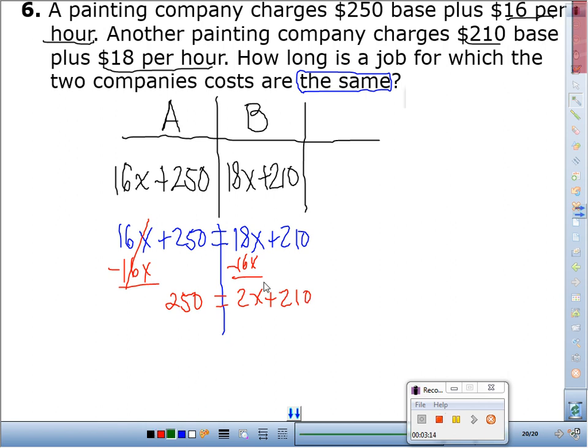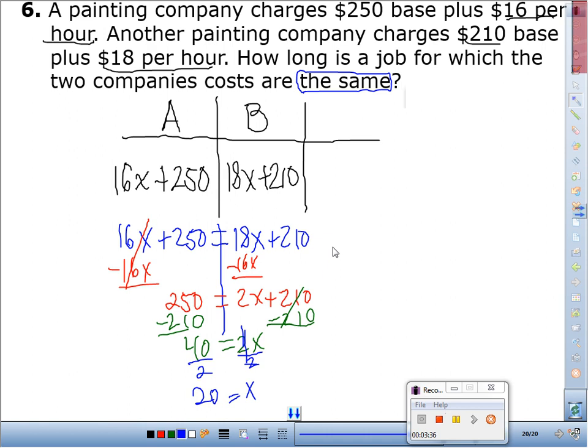From there, we still need to leave the variable by itself. What's next to it? Plus 210. What is the inverse? Subtract 210, or minus 210, minus 210. We're left with 40 equals 2x. And my last step, we divide by 2. Divide by 2. We got 20 equals x.